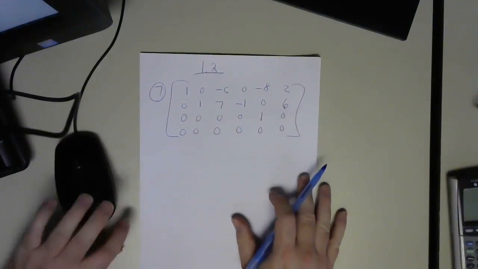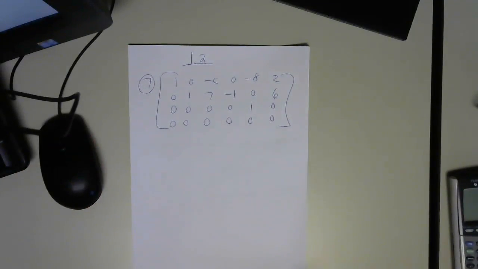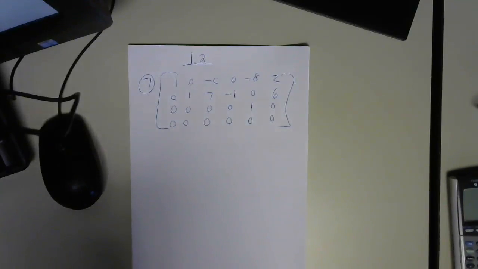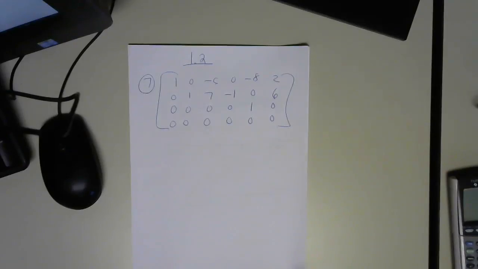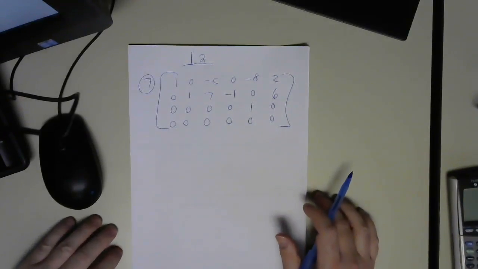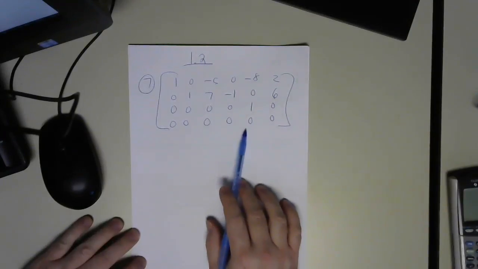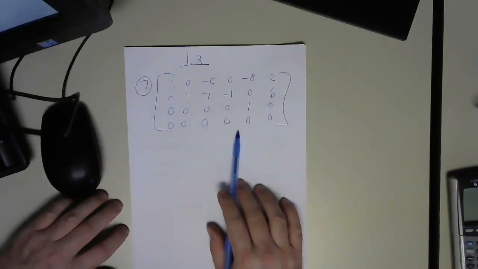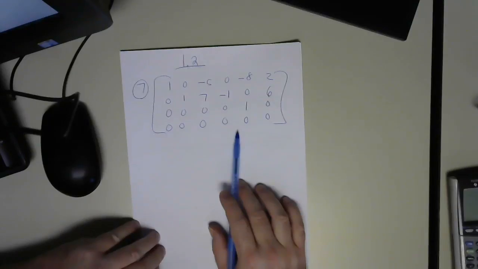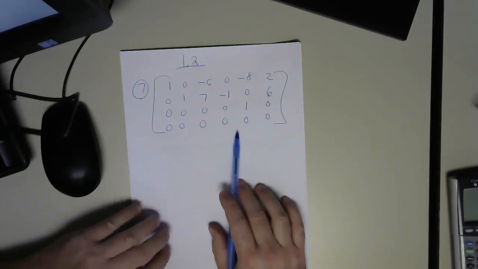Okay, this is number 7 from 1, 2, and I thought this was kind of an interesting example, maybe where we could work a little bit more with basic variables and free variables. This is the augmented matrix of a system of 4 equations, and it looks like we have 5 variables. Okay, so first of all, we want to put this thing in reduced echelon form.